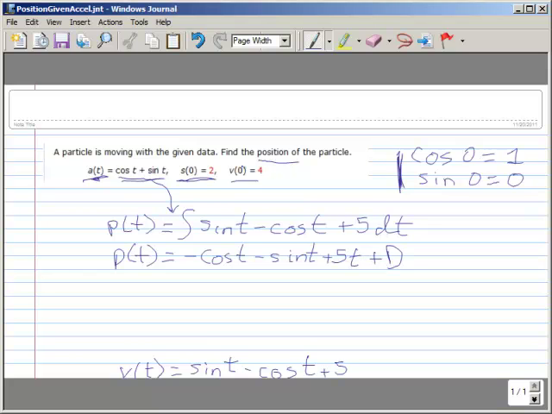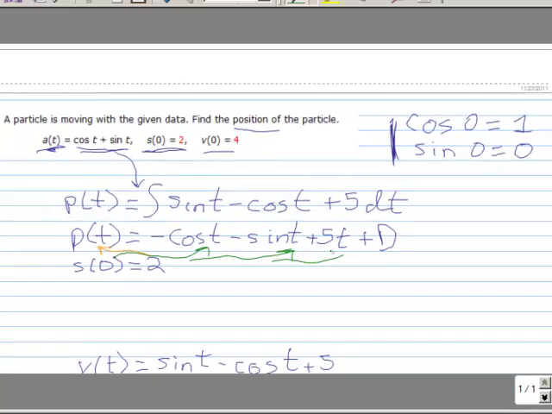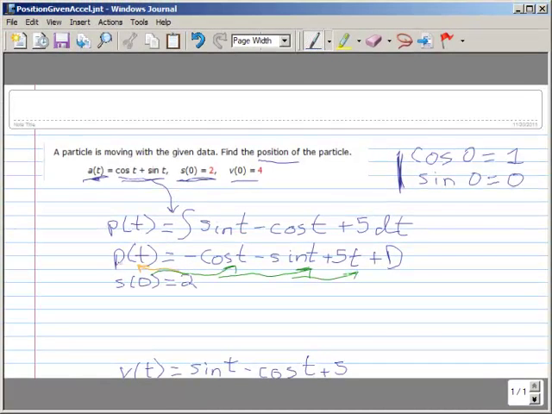Now just like before, we've got an initial condition, s of 0 is equal to 2. We can plug in 2 for our position, and we can plug in 0 for every occurrence of t. Okay, and I just noticed that I've been writing p over here even though I meant s for the position. This is the position function over here.